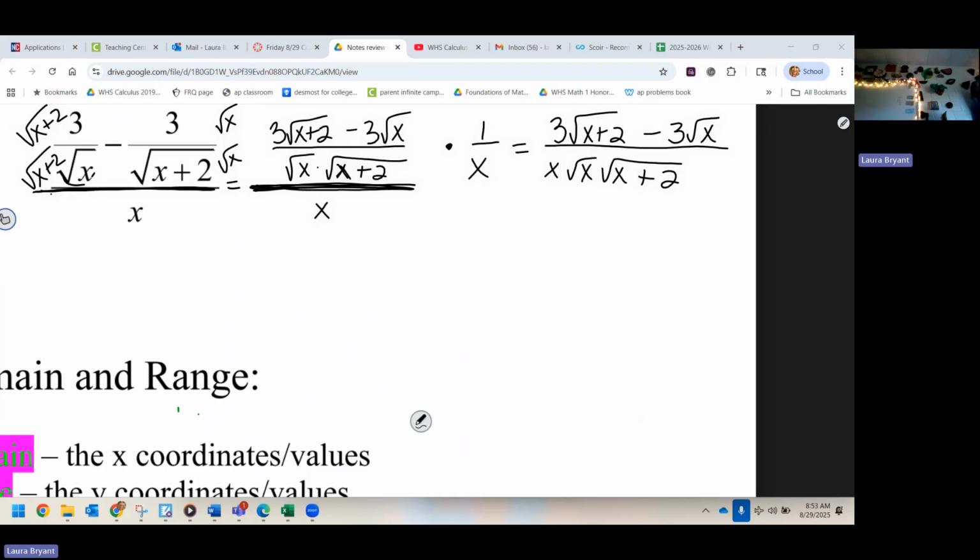Okay, so we're not done with our problem per se, but we're done with the common denominator part. Does that look okay to you? Everyone, that makes sense? Okay. All right, so I didn't write small enough, so let me rewrite this over here.